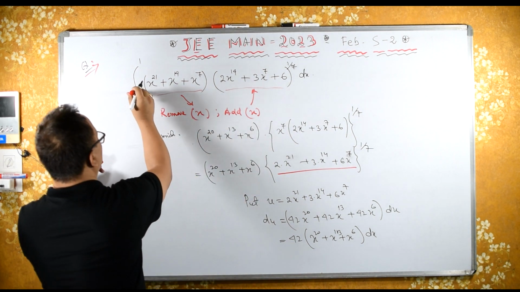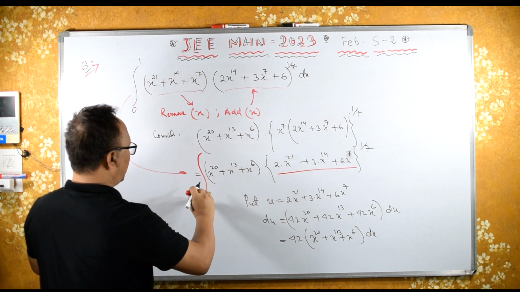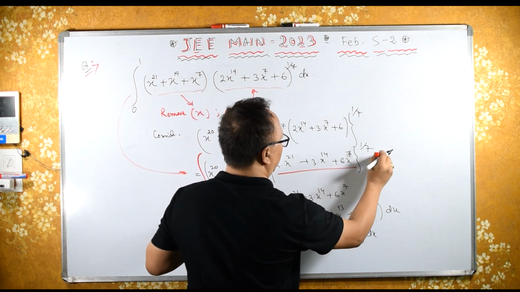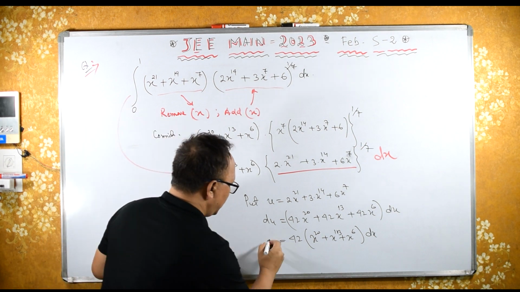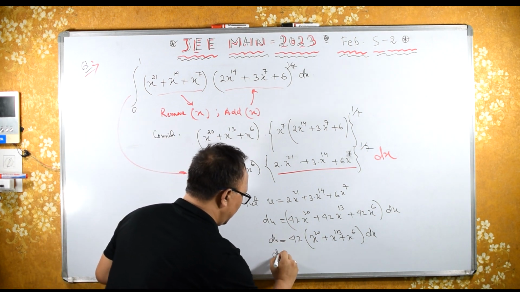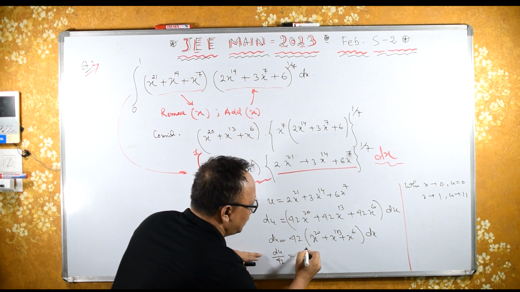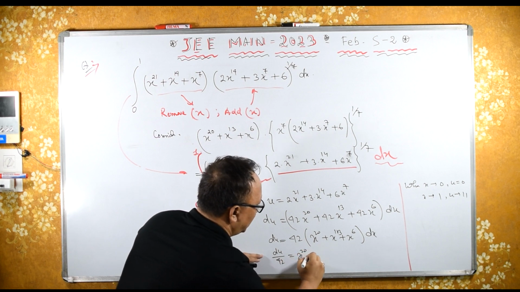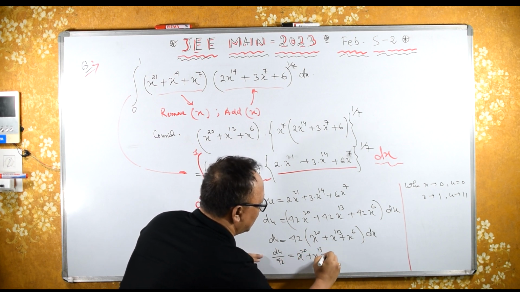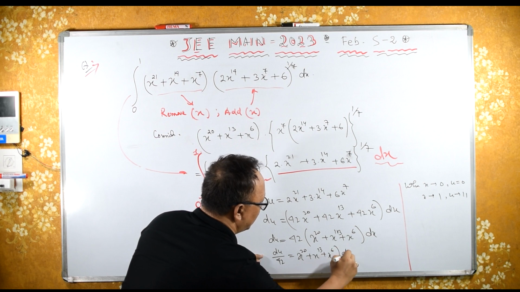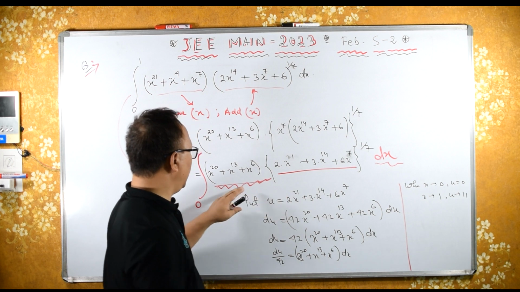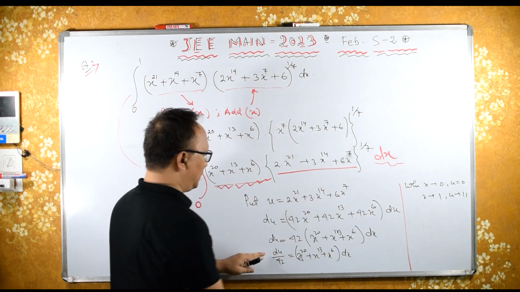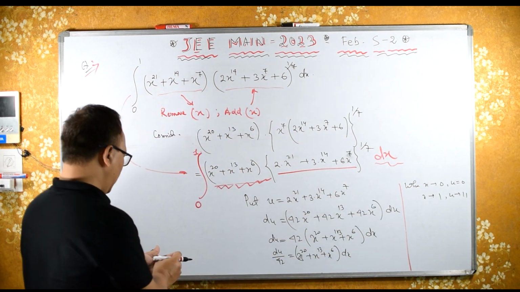This is same as this. Okay, therefore this is same as this. This is what? Integral we have dx. Therefore this is my du. Therefore du upon 42 equals to what? x raised to 20 plus x raised to 13 plus x raised to 6 into dx. Okay. Therefore this into dx become what? du upon 42.